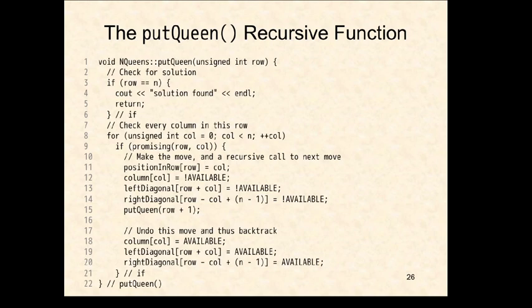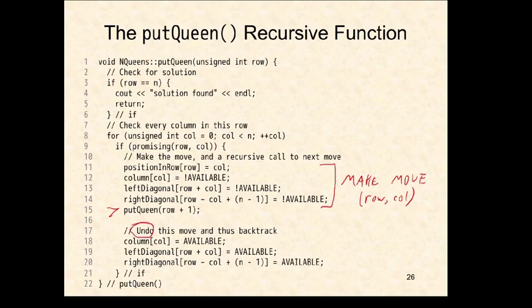So if this row and column is promising, this is all the things we do to actually make that move for this row comma column happen and record it in the member variables so that we know what's happened. Then we make our recursive call.